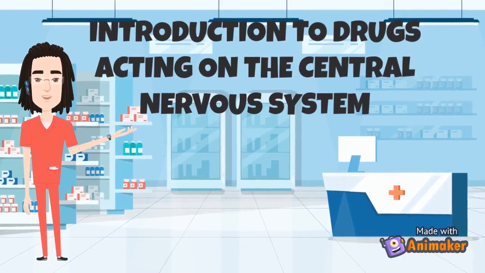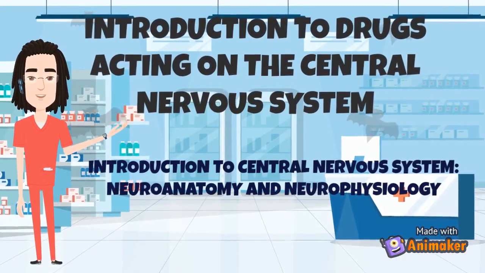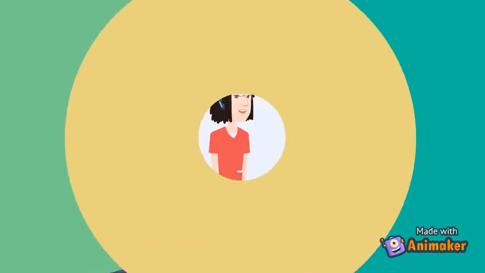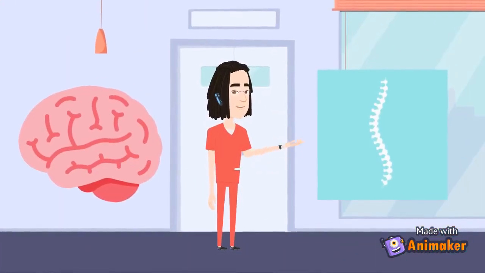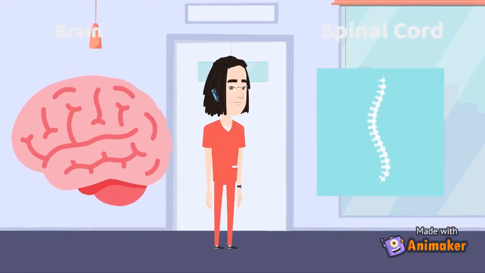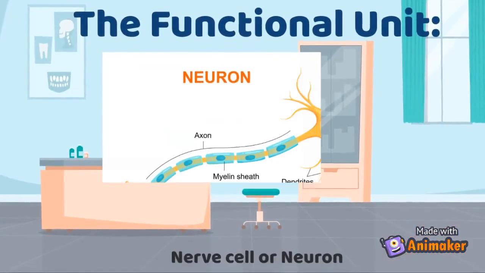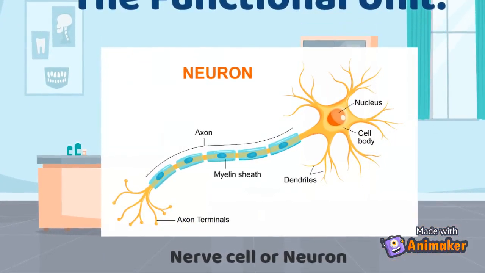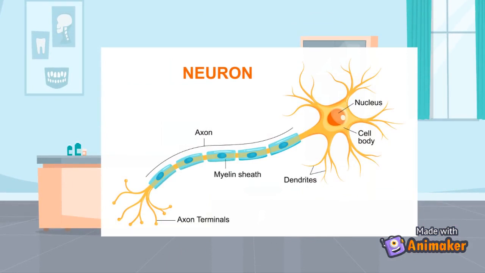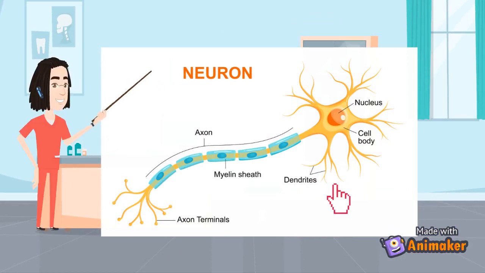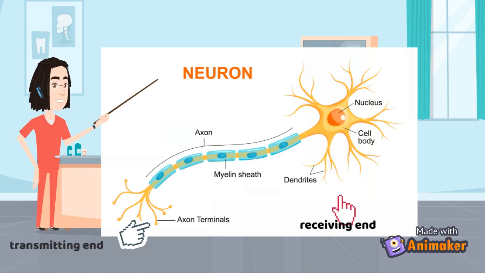Introduction to drugs acting on the central nervous system. Neuroanatomy and neurophysiology. The central nervous system is composed of brain and spinal cord. The functional unit of the nervous system is called the nerve cell or the neuron. The receiving end of the neuron is called the dendritic region and the transmitting end is called the axonal terminals.